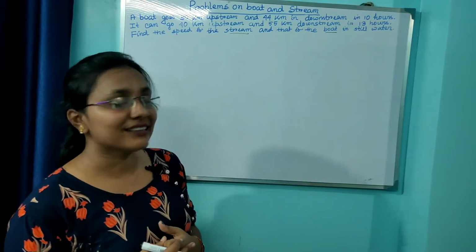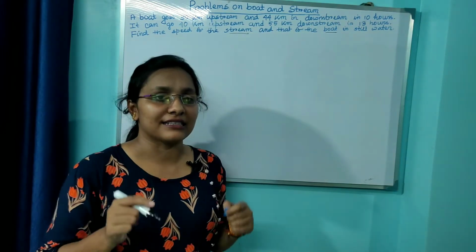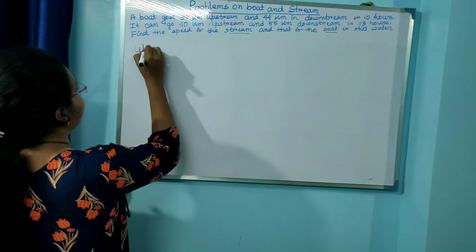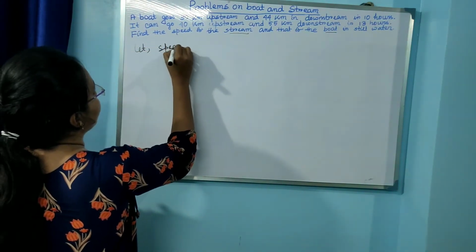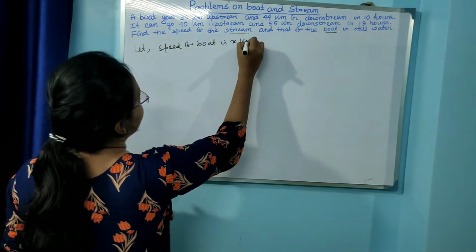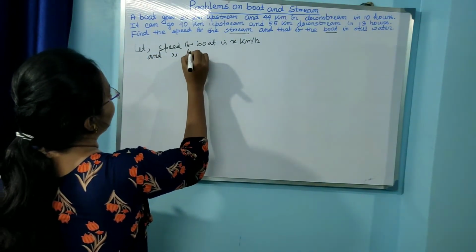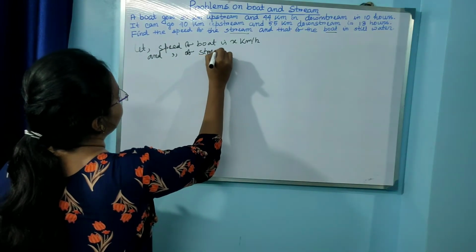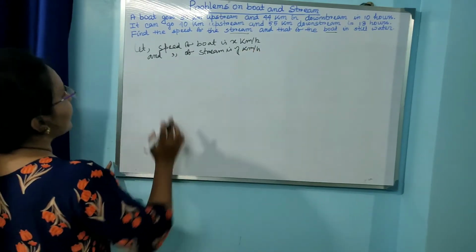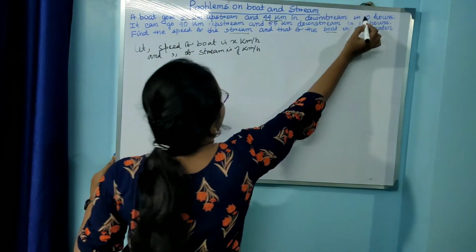Okay, I have said that the speed of boat must be larger than the speed of stream. It is very necessary, otherwise it will be wrong. Okay, so mind it. Let speed of boat be x km per hour and speed of stream be y km per hour, and then a boat goes 30 km upstream and 44 km downstream in 10 hours.